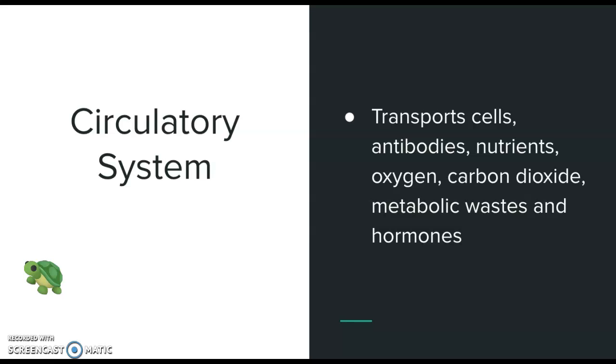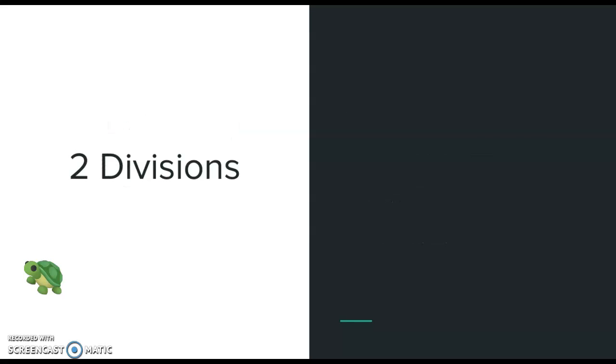Think about circulation. It's a circle, right? So it's a loop. All right, so it's moving everything around. So that's our circulatory system. We have two divisions of the circulatory system. We're going to break down today our blood vascular system, which is most of what we think about when we're talking about our circulatory system.